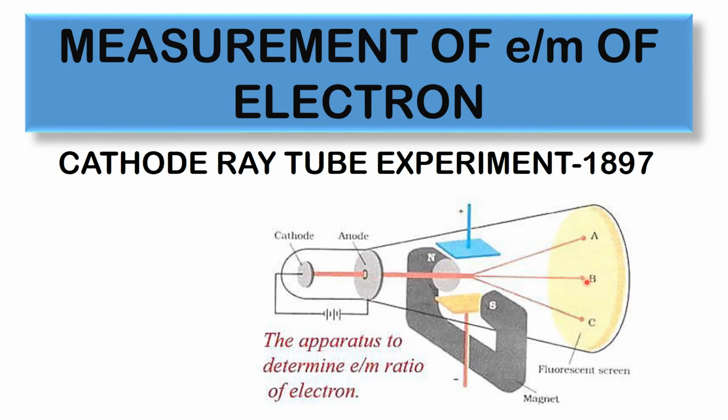So from this, he was able to calculate the charge to mass ratio of electrons by adjustment of the electric and magnetic fields, and he came up with the conclusion that the charge to mass ratio of electrons is 1.7588 × 10^11 coulomb per kilogram.